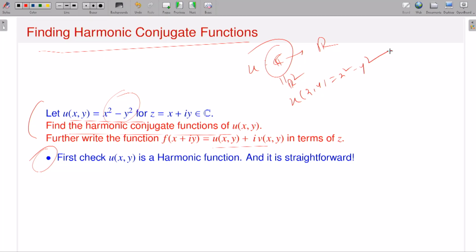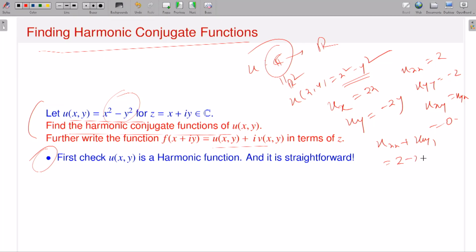So first you should check that it is a harmonic function, and then look for the harmonic conjugate. First of all, this function is very nice, a polynomial in x, y. So you can calculate the partial derivative with respect to x, which is 2x. The partial derivative with respect to y is minus 2y. And what about the second order partial derivatives? u xx is 2, u yy is minus 2, and u xy is equal to u yx, which is 0, right? So all the second order partial derivatives exist and they are continuous. Not only that, u xx plus u yy is 2 minus 2, which is 0.